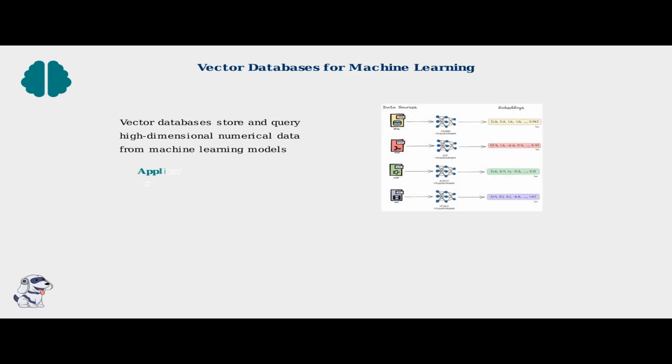Vector databases are specifically designed to handle the complex numerical data generated by machine learning models. These databases excel at storing embeddings and performing similarity searches across high-dimensional data. This diagram shows how different data types are transformed into vector embeddings. Images, text, audio, and video are processed through specialized neural networks to create numerical representations that vector databases can efficiently store and query.